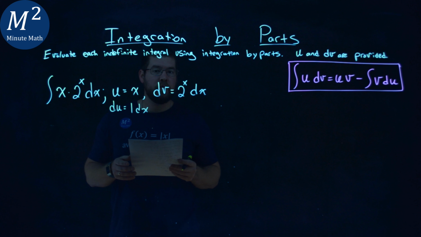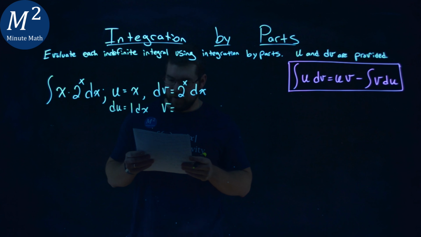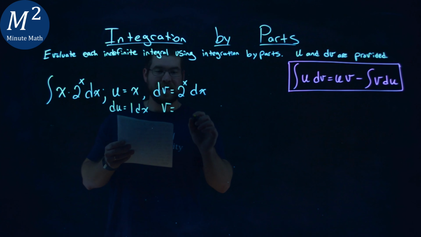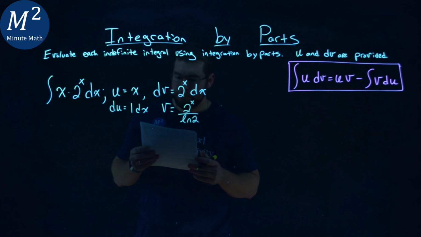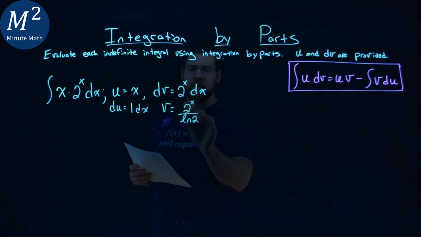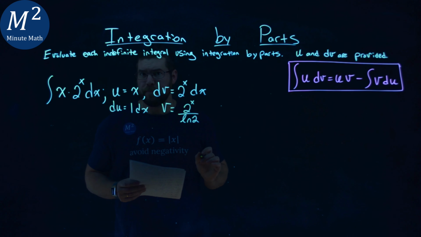Now the integral of dv, being v here, the integral of 2 to the x dx is 2 to the x over natural log of 2. Now, we don't write the plus c right here. We're going to deal with that in a little bit.